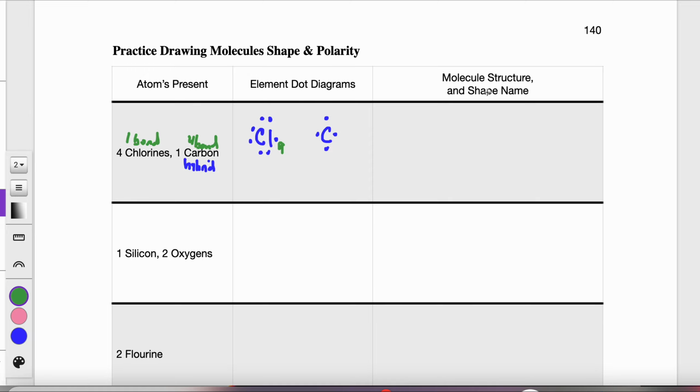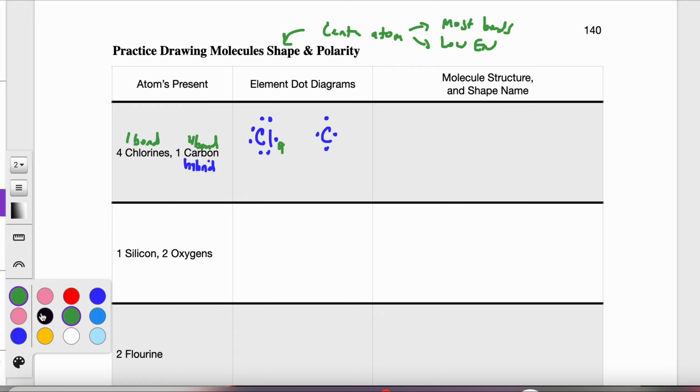Now when you build your molecule to come up with the shape, you have to think about the center atom. So the center atom, typically what is going to be true? Number 1, most bonds. And in comparison, it usually has the lower electronegativity. Now, one little rule, H can never be the center atom. So H is never the center as a general rule.